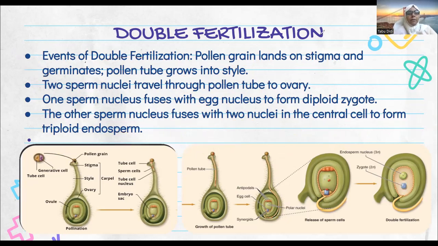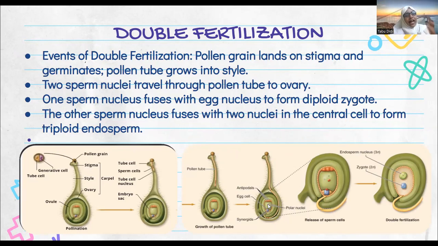So step number one, the pollen grain will come and sit on the stigma. It will be in the generative and the tube cell form. They will start germinating and moving towards the entry point, that is, towards the micropylar point. Here you can see over here, towards the micropylar point. Two male gametes are there. One will fuse with the egg cell and the other will fuse with the central polar nuclei.